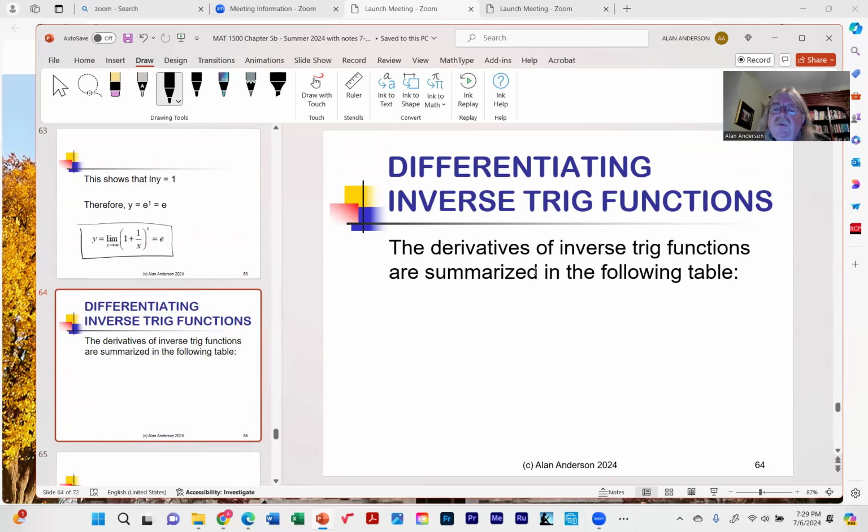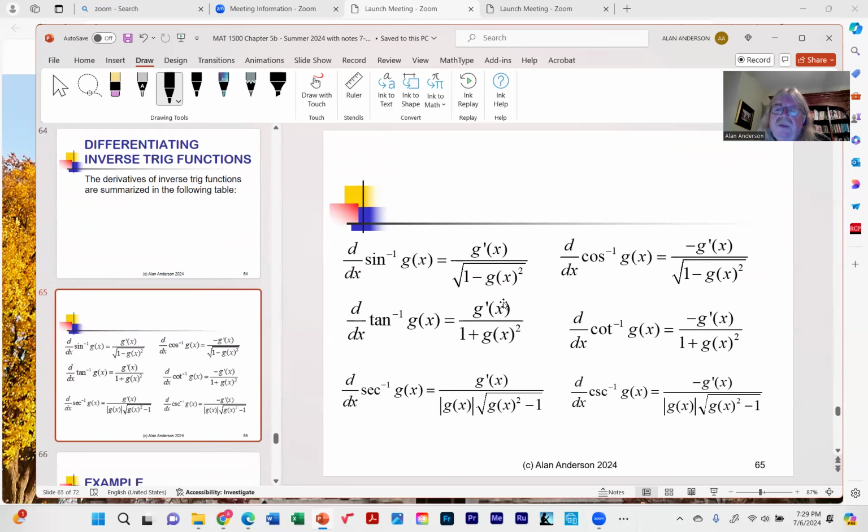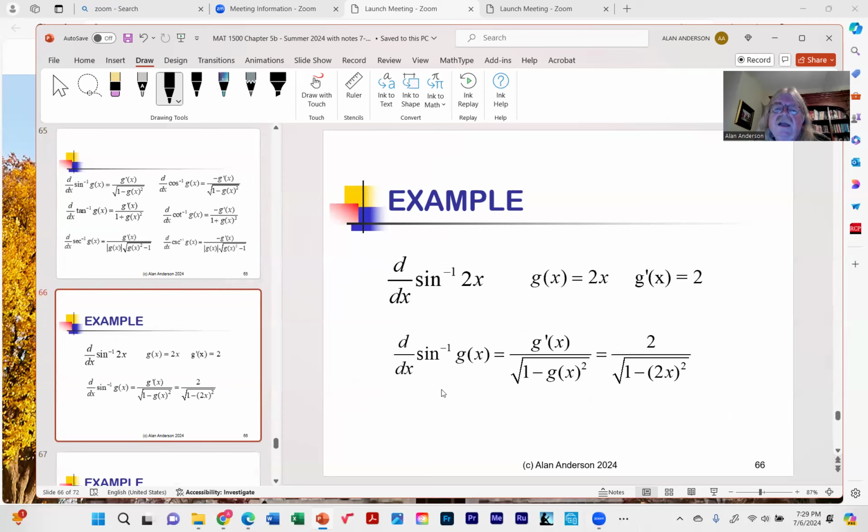Now, we have a couple more things to do here. We're going to briefly consider how to take the derivatives of inverse trig functions. And so I put together a nice little chart for you here. Again, when you run into one of these, you really should have a chart like this right in front of you. And so here's a quick example. What if we have, by the way, the book likes to call these arcsines. I mean, that's technically what this is.